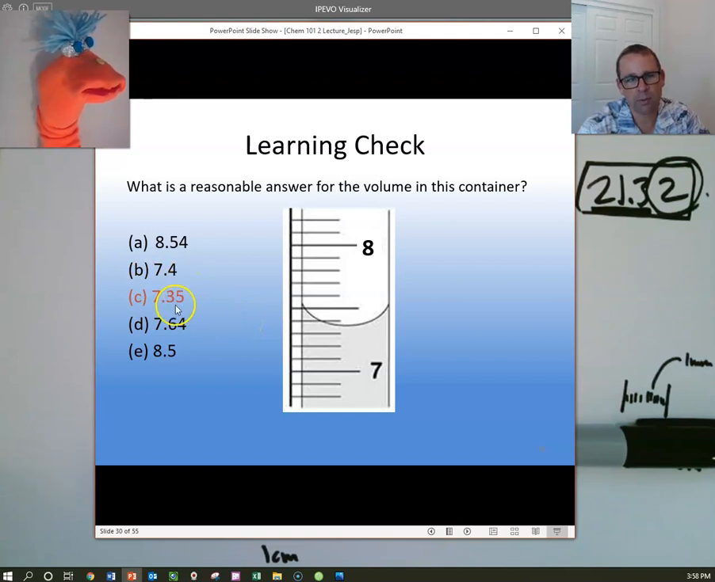And again, we know we have the three significant digits, the 7, the 3, and the 5, because we can see for sure the 7.3 here, and then we estimated that last one.